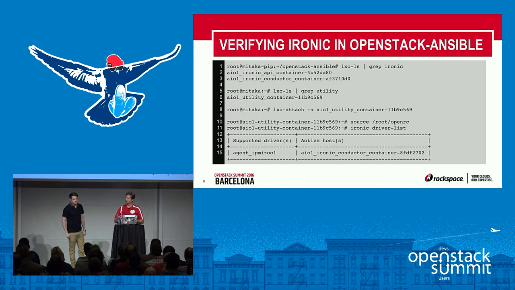Here's just a few commands to verify that. We can do an lxc-ls to list the containers. We can see that it's created an Ironic API container and also an Ironic Conductor container. Then the next thing, if you look down in lines 8 onwards, is that you're attaching to the utility container, and after you've attached to that, you can source your credentials, and you can do things like an ironic driver-list. And what that's actually doing is proving that the Ironic API, the Ironic conductor, the database, and RabbitMQ are all configured up and working. So it's just a way of verifying that it's all working.